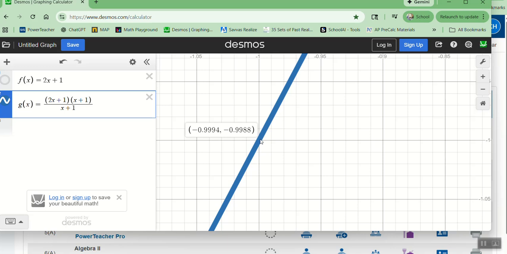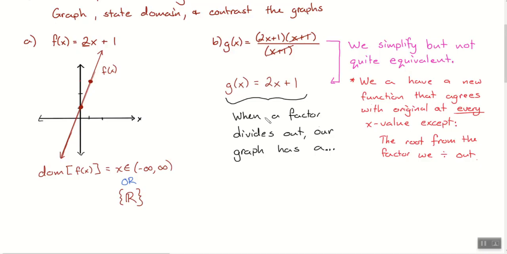But if it's at a single point, we're never gonna be able to see it, because how big is a hole or a point? Infinitely small. Like you just can't even point it out. It's just a single location, which means when a factor divides out, our graph has a what? An infinitely small point that it doesn't touch. We're going to define that as a hole.